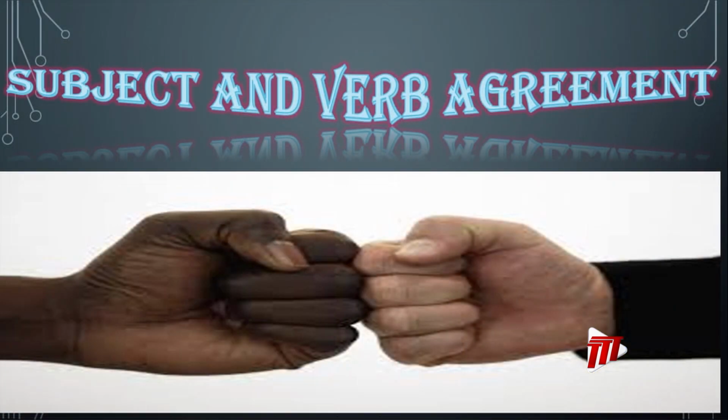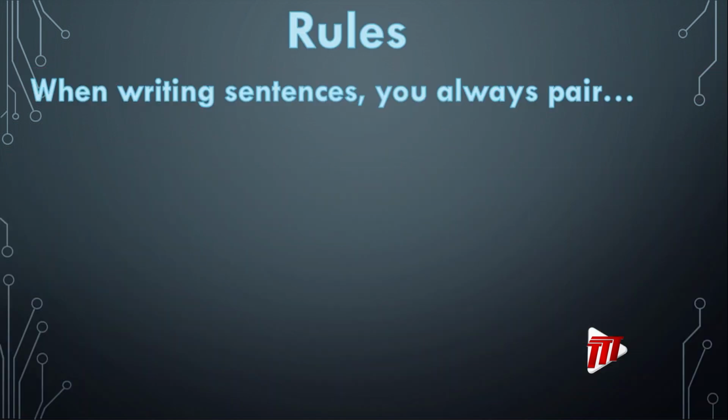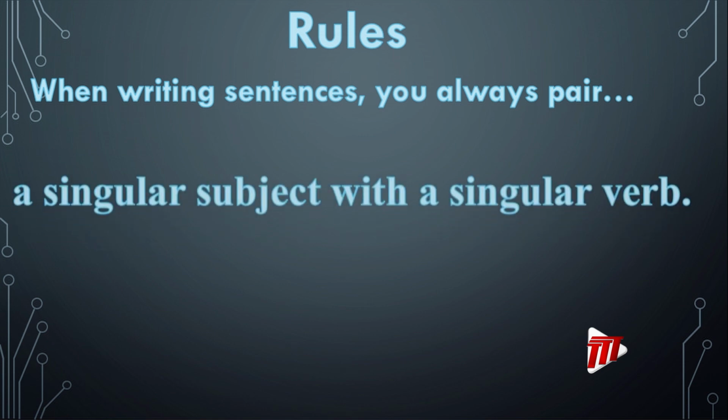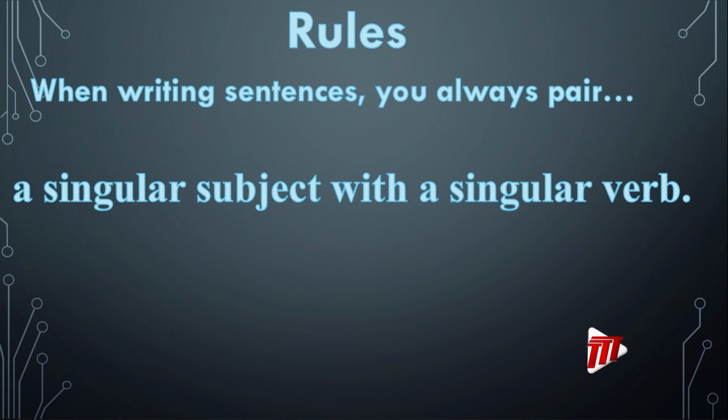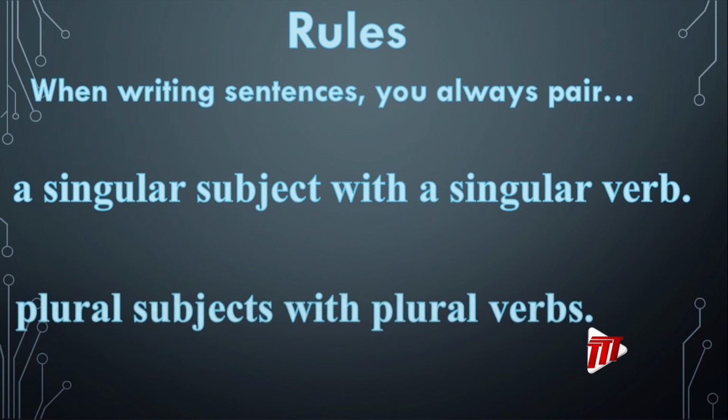Right, so now we're going to talk about subject and verb agreement. Because we know what the subject of the sentence is, we can find that. We know what the verb in the sentence is, we can find that. We're going to talk about how they can work together and how they can agree. So when we're talking about subject and verb agreement, there are a few rules that we have to keep in mind. When writing sentences, you have to pair a singular subject with a singular verb, and you also have to pair a plural subject with a plural verb.